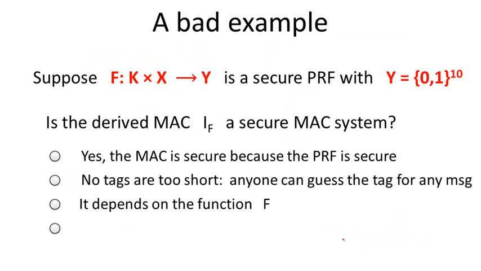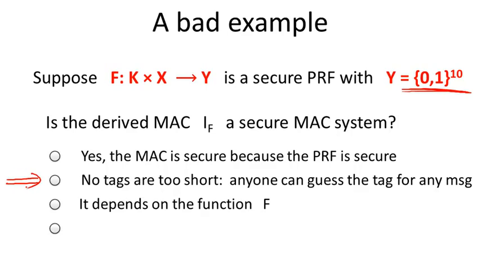So let's look at a bad example of this construction. Suppose that we have a pseudo-random function that happens to output only 10 bits. Okay, so this is a fine pseudo-random function. It just so happens that for any message M, it only outputs a 10-bit value. My question to you is, if we use this function f to construct a MAC, is that going to be a secure MAC? So the answer is no, this MAC is insecure, in particular because the tags are too short.